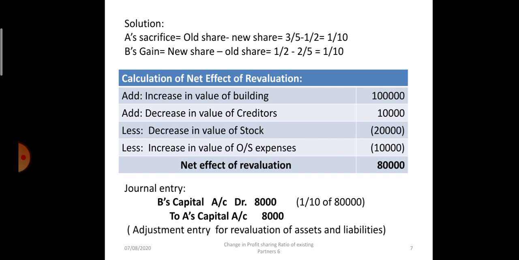And then the narration: adjustment entry for revaluation of assets and liabilities. There are a few questions like this in our book. Please practice them. Any doubt, you can send a message to me.